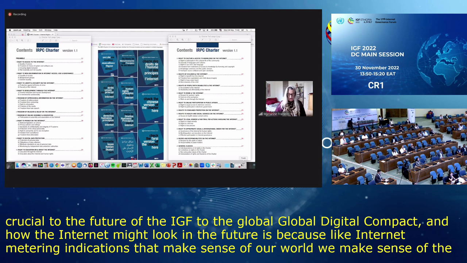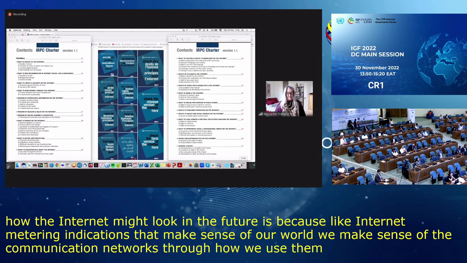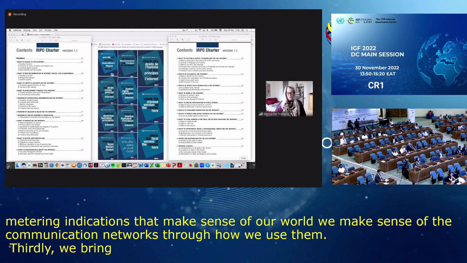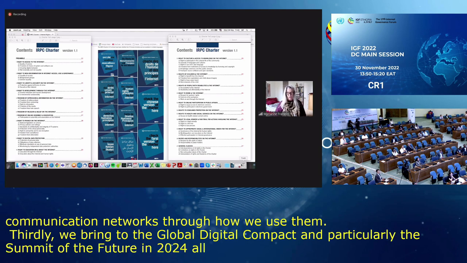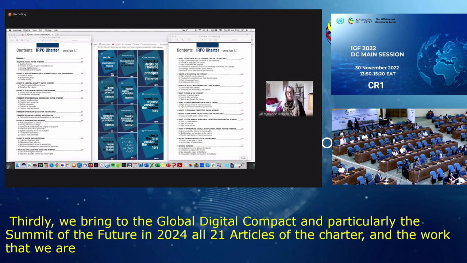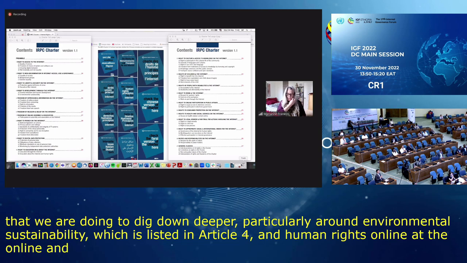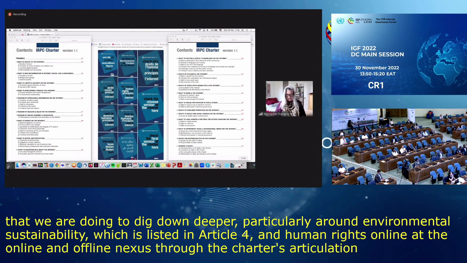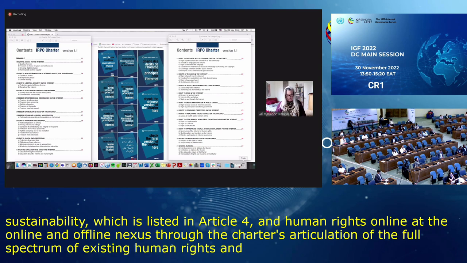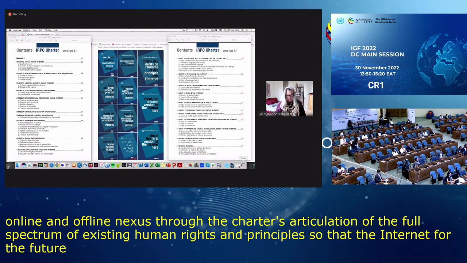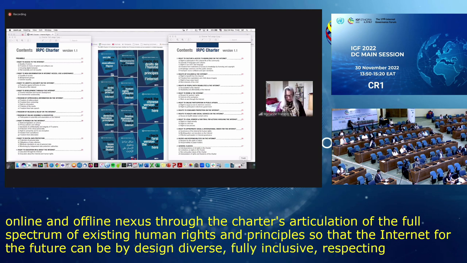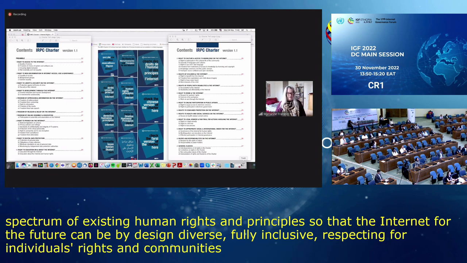So thirdly, we bring to the Global Digital Compact and particularly the Summit of the Future in 2024 all 21 articles of the Charter and the work that we are doing to dig down deeper, particularly around environmental sustainability, which is listed in Article 4, and human rights online at the online and offline nexus through the Charter's articulation of the full spectrum of existing human rights and principles, so that the internet for the future can be, by design, diverse, fully inclusive, respecting individuals' rights and communities, and a contributor to addressing climate change and climate justice.